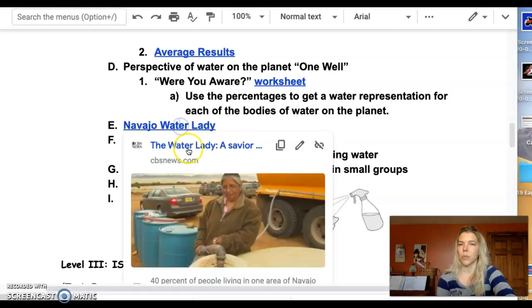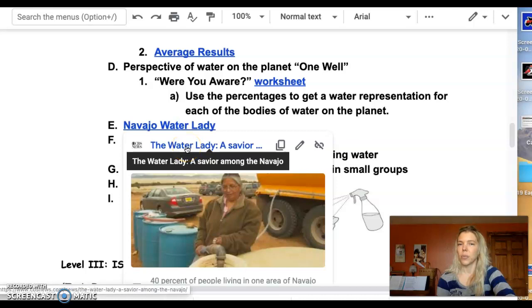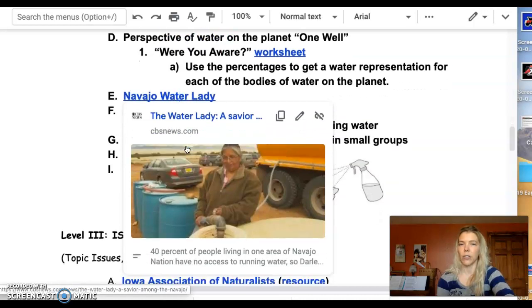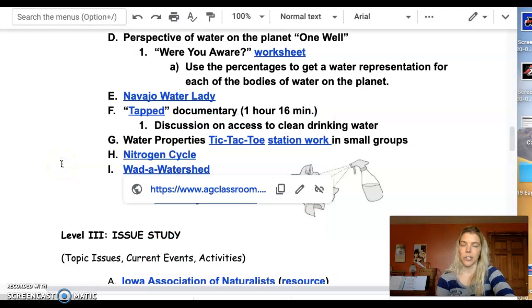Then we'll get into the real world a little bit. So we're going to watch the water lady here, the Navajo water lady that brings water to her people on a regular basis. Very inspirational video. Very, very good. The TAP documentary also is a good one. That's a long one, hour and 16 minutes, but I thought along the way we'll just have a lot of discussion on that access to clean drinking water, and that pairs nicely with the Navajo water lady.